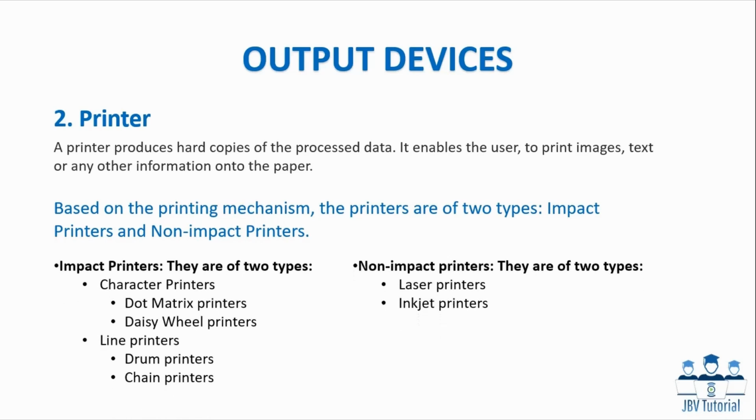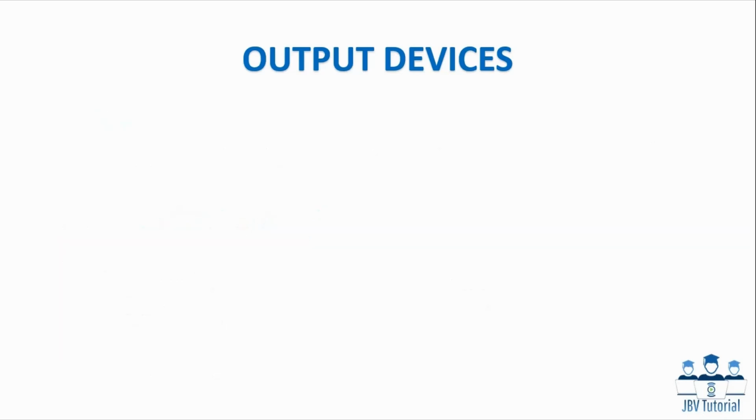Impact printers, they are of two types. A. Character printers, which consist of dot matrix printers and daisy wheel printers. B. Line printers, which consist of drum printers and chain printers. Non-impact printers, they are of two types. A. Laser printers. B. Inkjet printers.